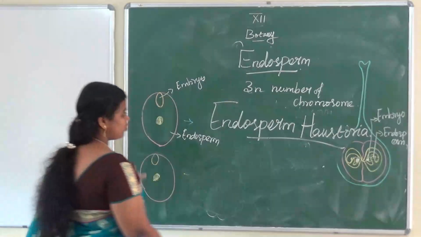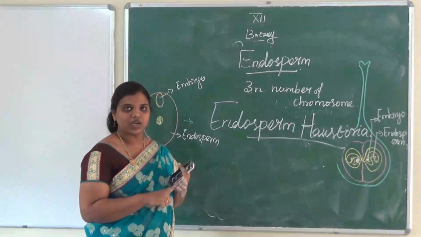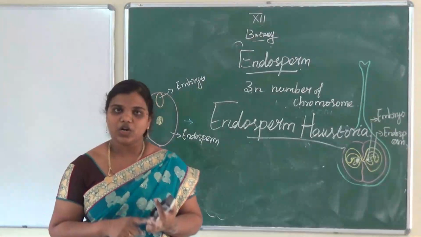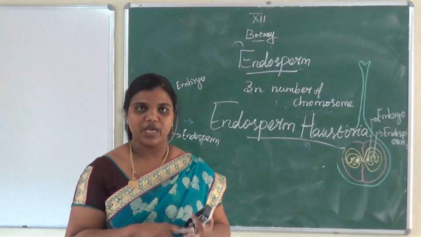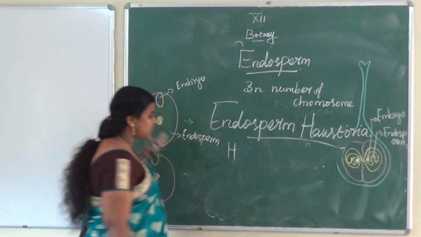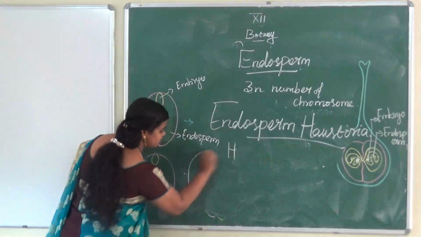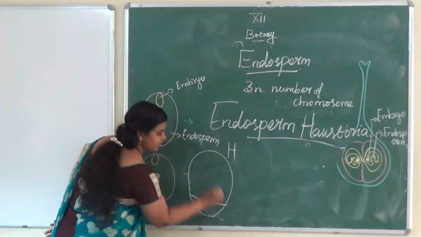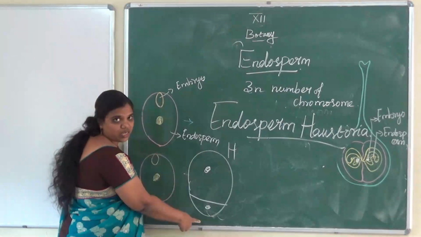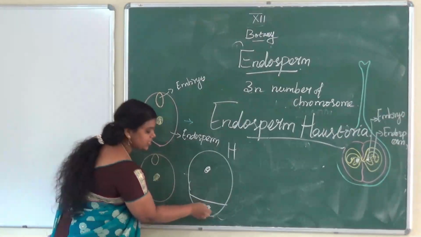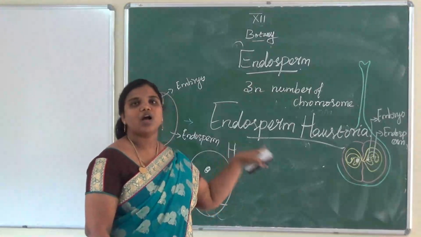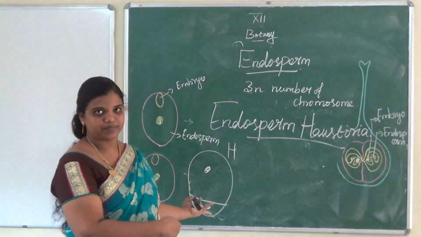In that, you should study the three types of endosperm: nuclear endosperm, cellular endosperm, and helobial endosperm. In the helobial endosperm, imagine this picture, it has two chambers, one is the micropylar chamber, and the other is the chalazal chamber. In the chalazal chamber, the endosperm haustoria function in the helobial type.